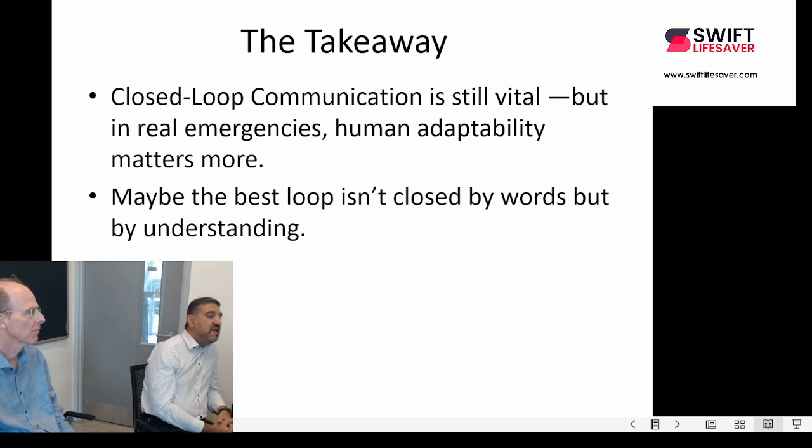So the takeaway of this article is that closed loop communication is still vital, but in a real emergency, human adaptability is the most important thing. And maybe the best loop is not closed by words, but it is closed by mutual understanding.